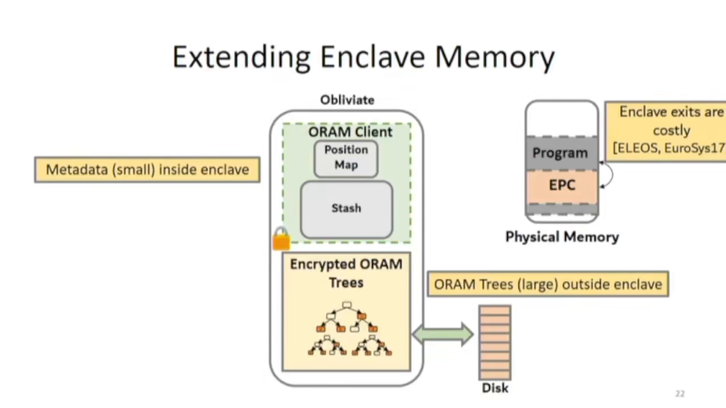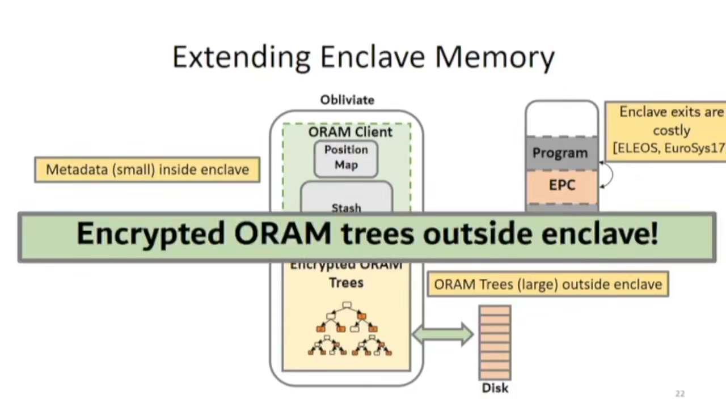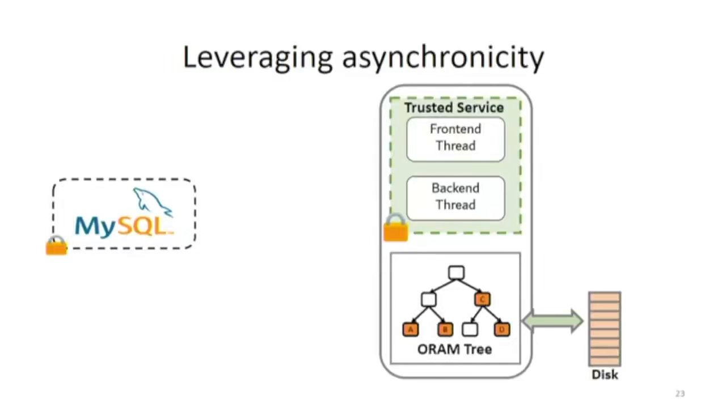So if we keep everything within the enclave, which we technically can, it would be extremely expensive and not really friendly to performance. So as a result, we use custom encryption and ensure that the ORAM trees are stored outside the enclave. Encrypted ORAM trees are stored outside the enclave for performance reasons. This is the last part of the design of Obliviate.